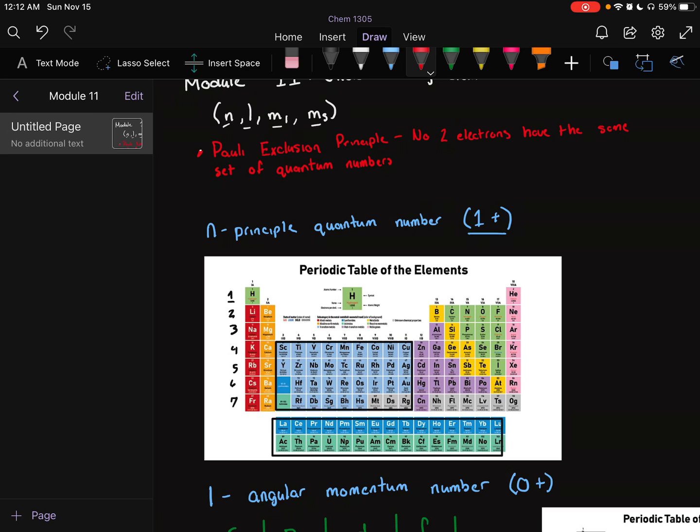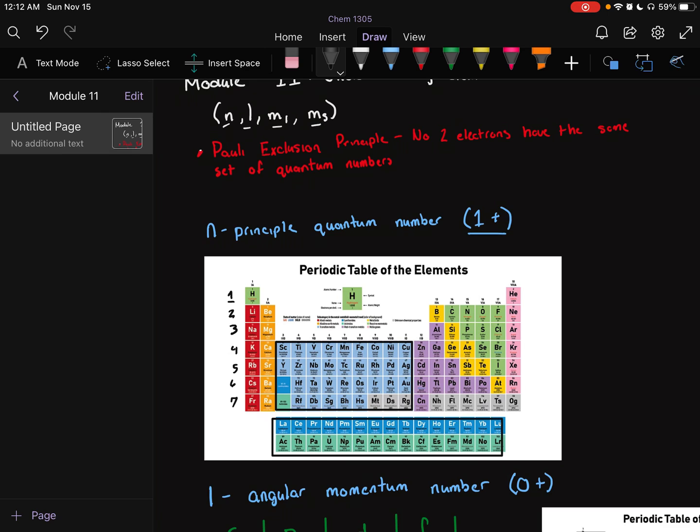So n is the principal quantum number. It goes from 1 all the way up to as many as we need. This really just talks about the energy level that the atom resides in. A simple way you can figure that out is by looking at what row of the periodic table it resides in. If it's on the second row, then typically it's going to be on the second energy level.